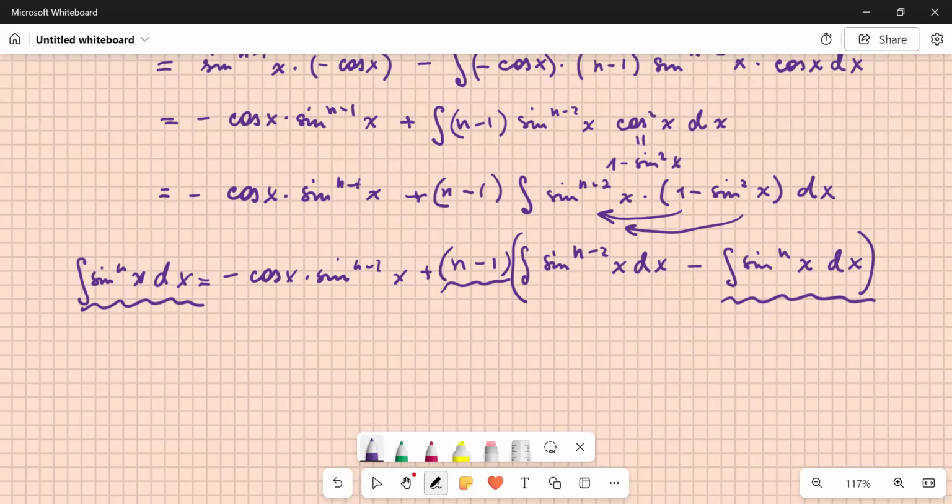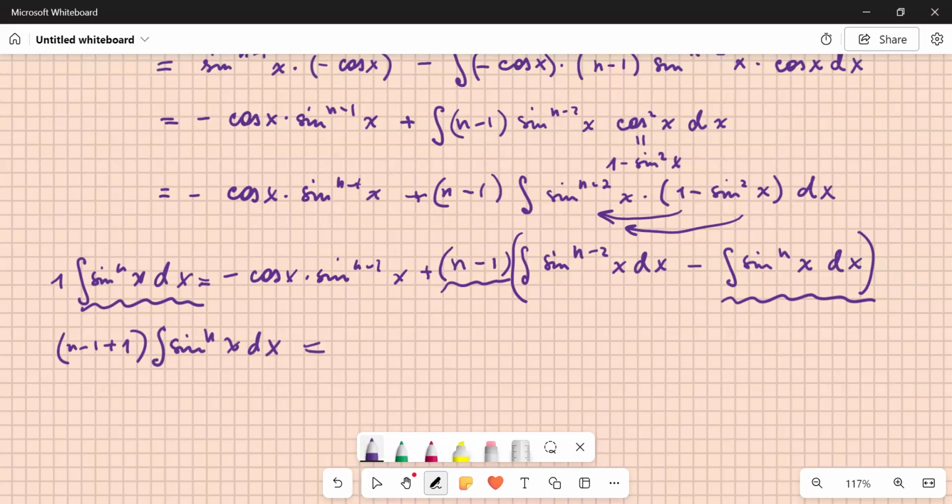Well, I'm going to have n of them, right? So I have one here, that's one here, and because when I move it to the right side, it's the left side, it's going to give me plus n minus 1. So n minus 1 plus 1 is going to give me just n, and that's going to be the integral of sine to the power n x dx.